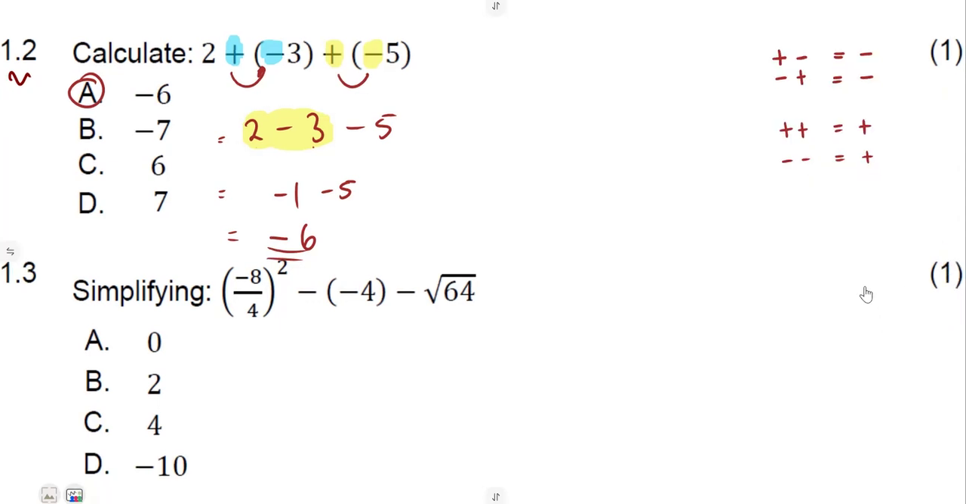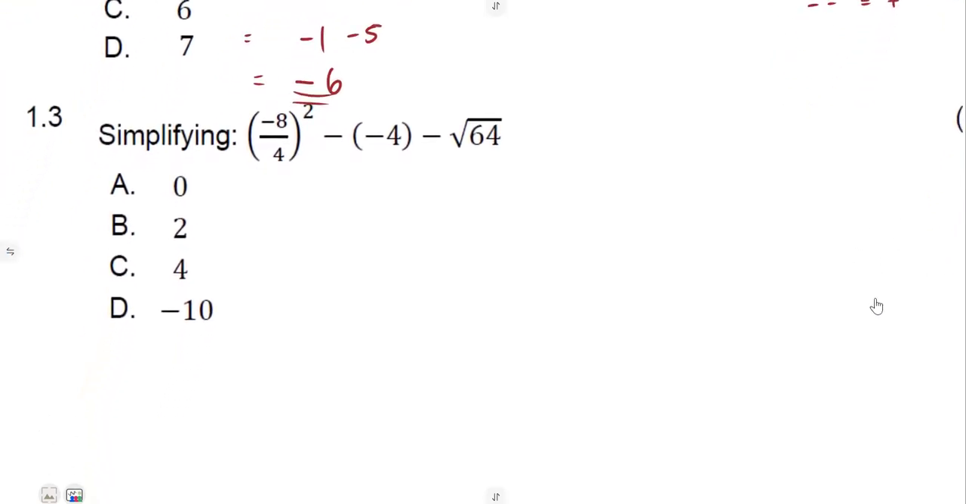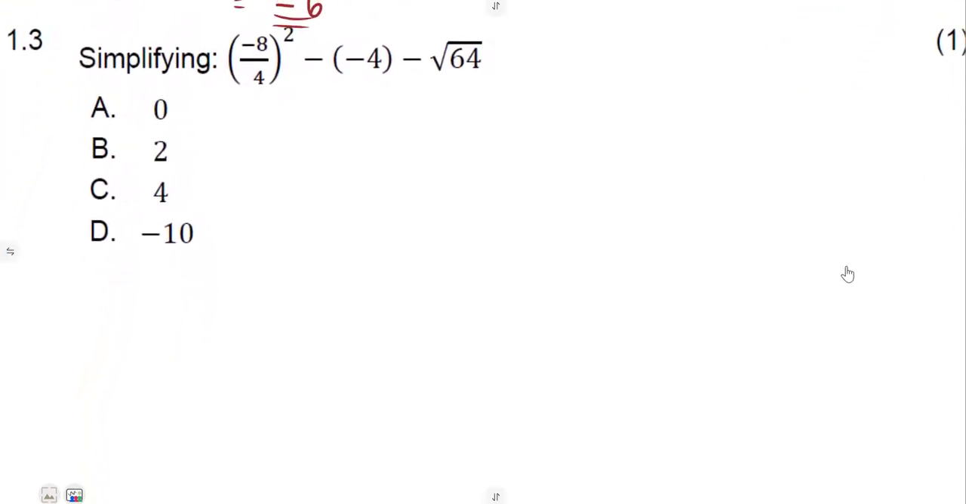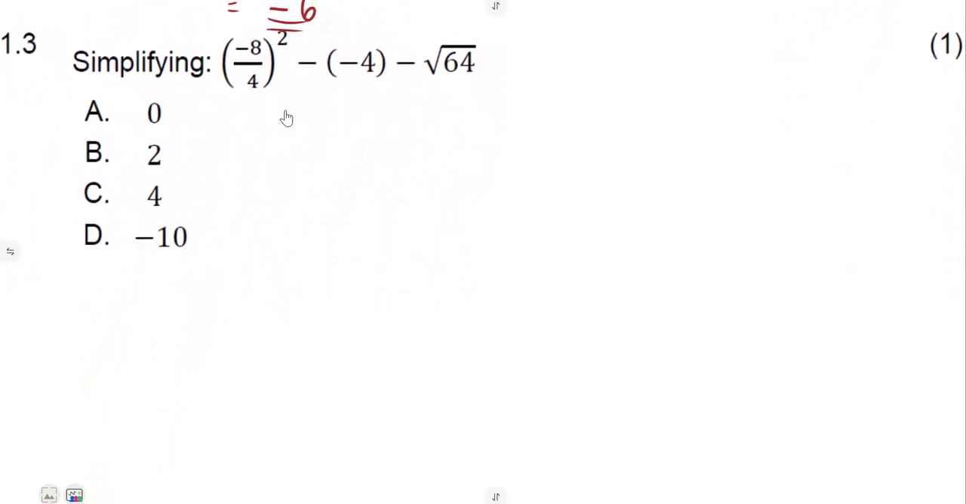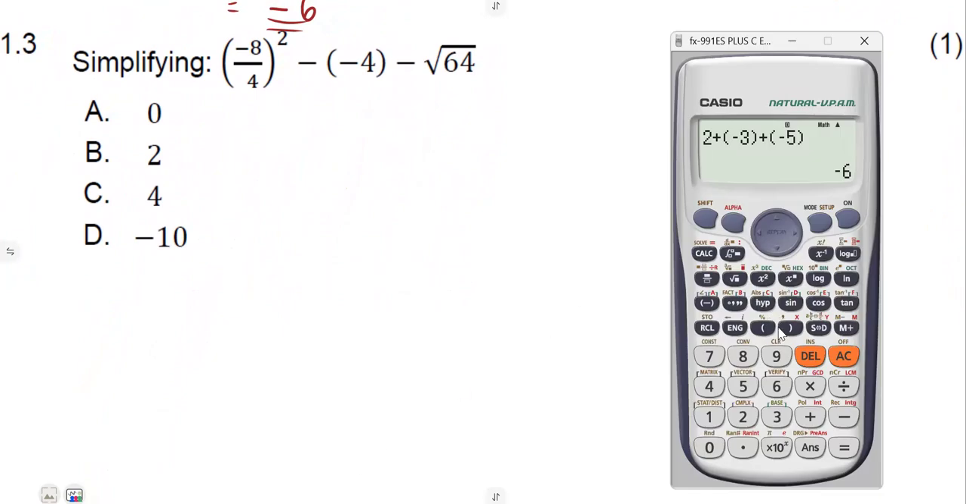It is the same thing on even question 1.3. It was also part of your integers. You can also use your calculator direct. Let's just see. Open the bracket. Minus 8 over 4. So this is minus 8 over what? Over 4. You're going to need to close the bracket and square it. Minus, there is a minus in a bracket, minus 4.